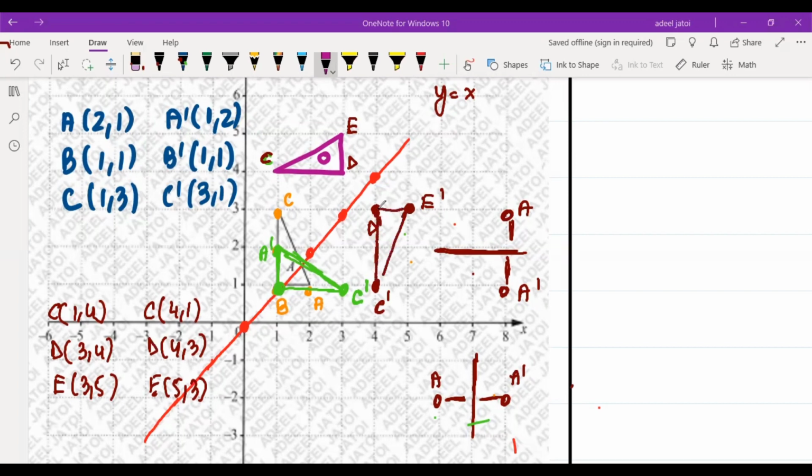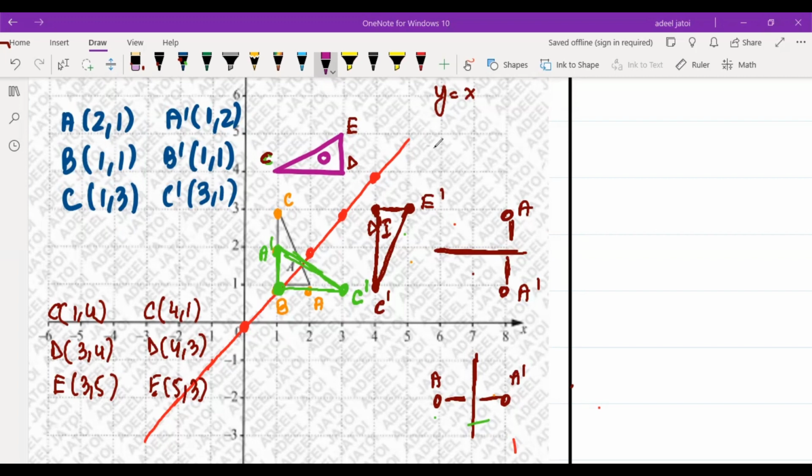So this point becomes your image of the object that was given, with the reflection line of y is equal to x. So we need to consider that when the diagonal reflection line is there, we will be diagonally reflecting it with the reflection line. Or when the equation of the line is given as y is equal to x, we will know that the coordinates will interchange.